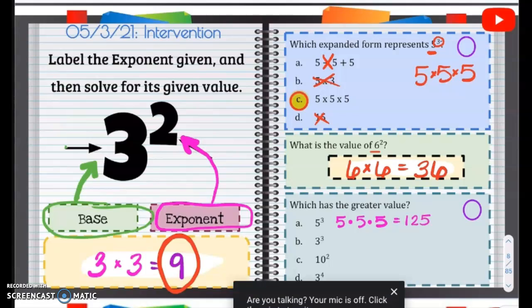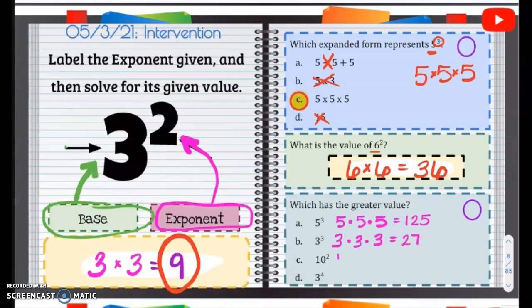Let's see, 3 times 3 times 3. 3 times 3 is 9. 9 times 3 is 27. 10 squared means 10 times 10. That's 100. And 3 to the 4th power means 3 times 3 times 3 times 3. 3 times 3 is 9. 9 times 3 is going to be 27. Times 3 is going to be 81.